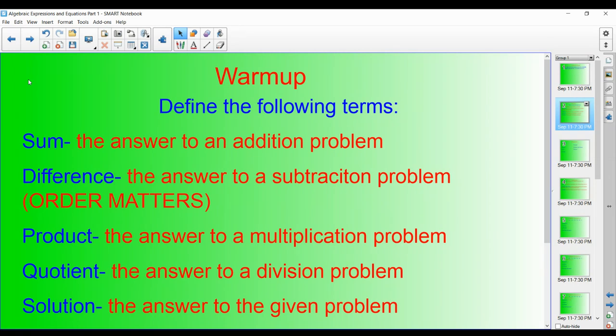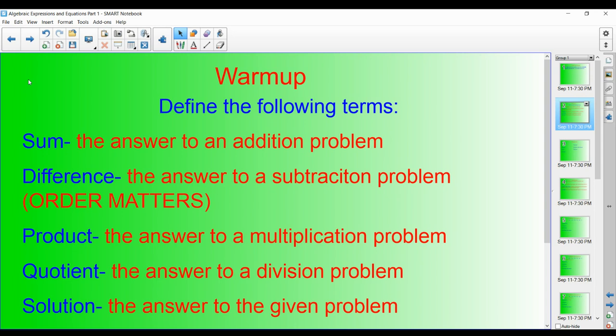So first thing when we see expressions, equations, math is its own language. So we need to know what certain words mean. For example, the sum means add. Difference means subtract, and the order is going to matter for difference. Product means multiply. Quotient means divide. And solution is the answer.